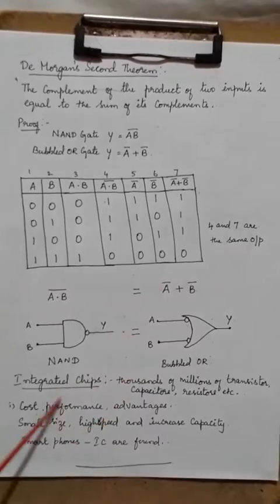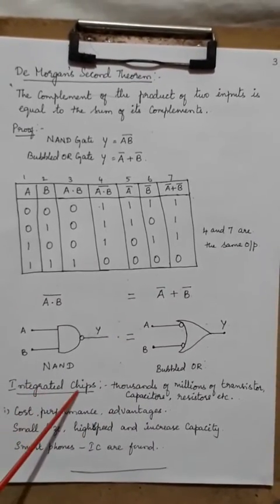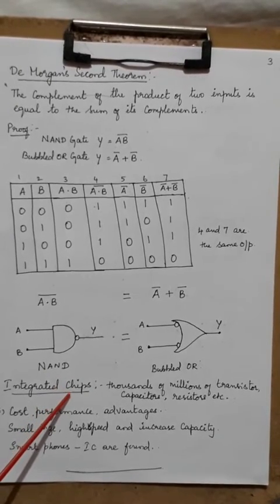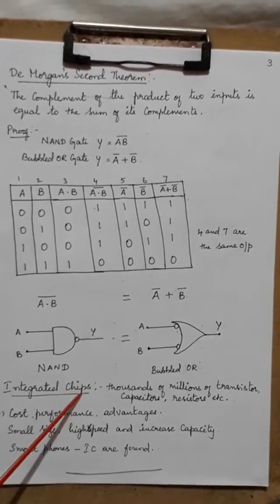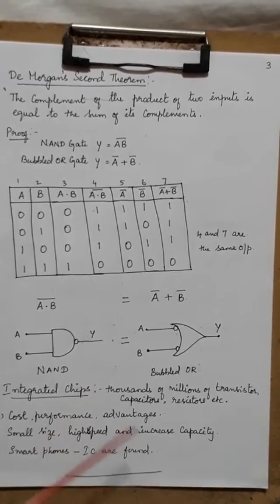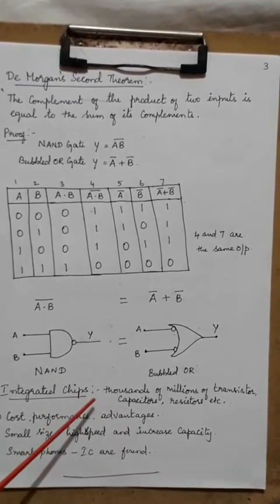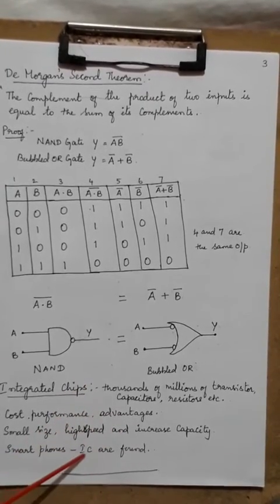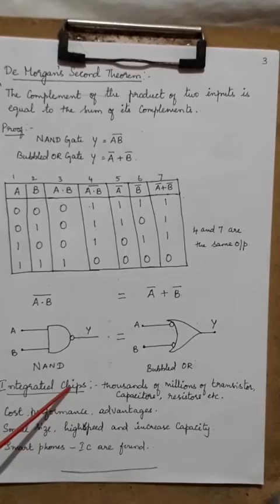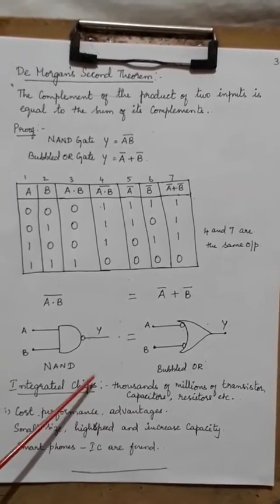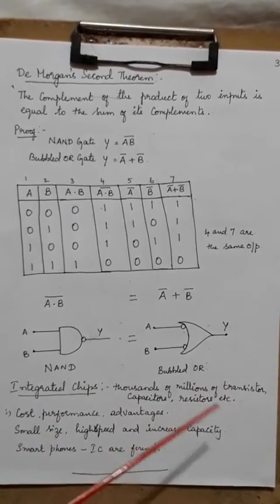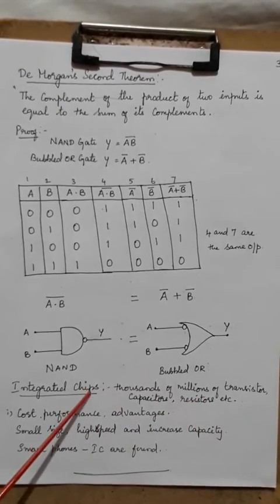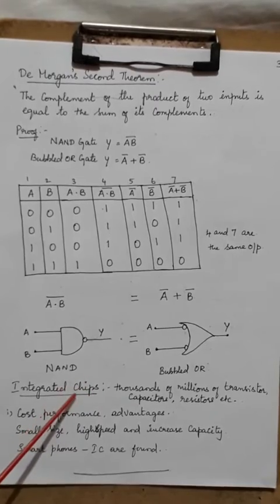Now moving on to the last heading, which is integrated chips, IC. This is found in most of our digital world, computers or even your smartphones. What is a smartphone made up of? What's the difference between an ordinary phone and a smartphone? It is the IC chip which is there. But what is it made up of? It is made up of thousands of millions of transistors, that is, all active components and passive components are there in an IC chip.